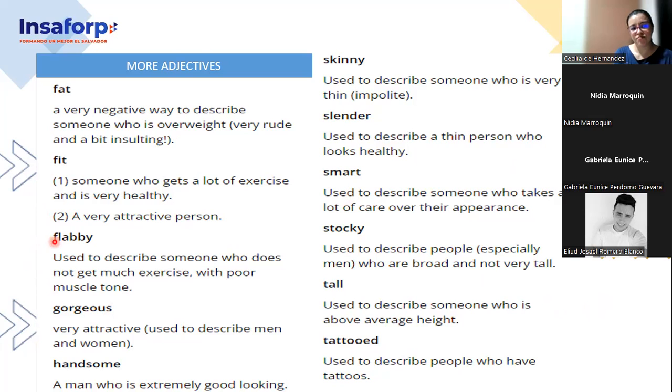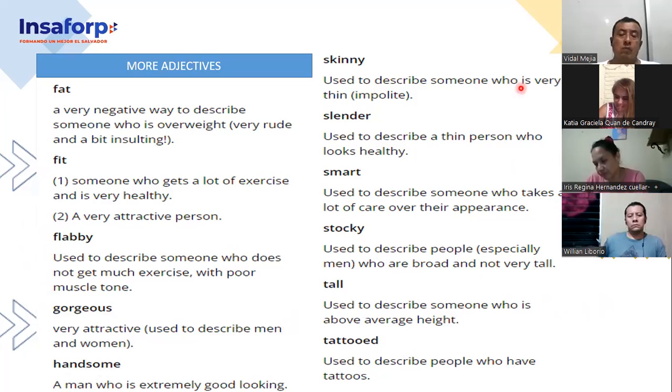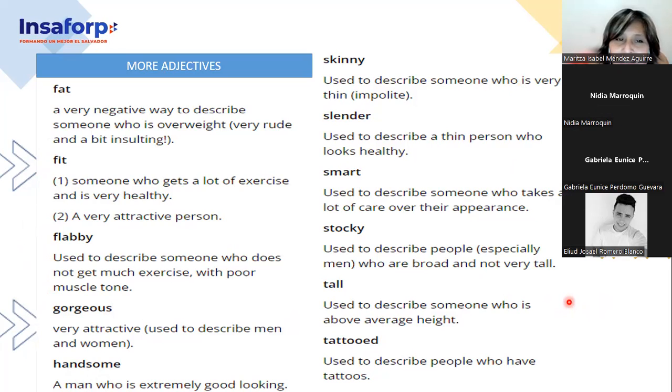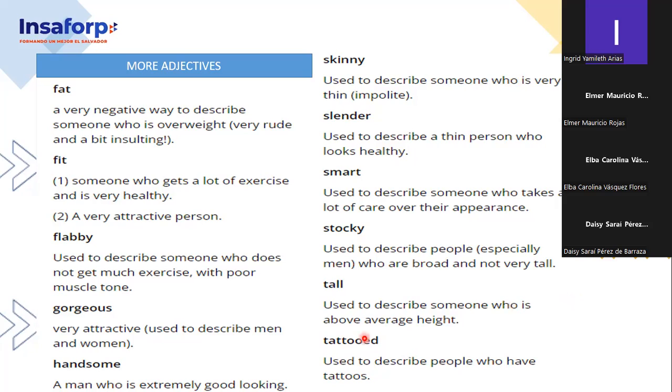All right, so this adjective flabby is the opposite of fit. So when we say flabby, it is someone with poor muscle tone, flácido, right? That's what we're referring to, flabby, all right? So. Aguadito, teacher. I'm sorry, what? Aguadito. Yeah, in other words, it will be like that. But in English, we say flabby. So it's going to be like flácido. So the same thing. Elba, help me with the next one, please.